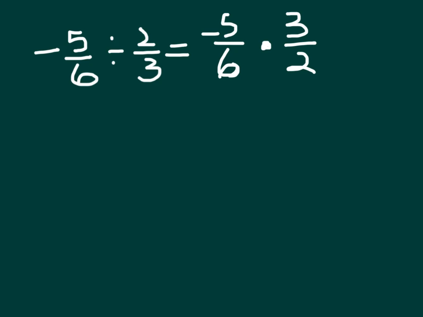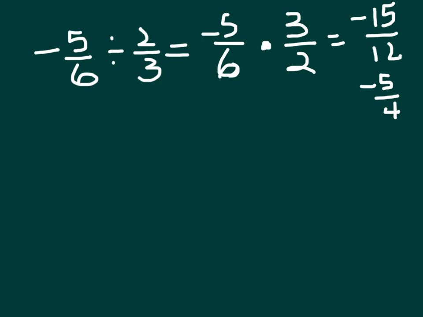Now, the next thing that we can do, there are two things that we can do. We can go ahead and multiply the numerator times the numerator and denominator times denominator. We get negative 15/12. And now we've got to go about reducing this problem. Both these numbers are divisible by 3, so that will give us negative 5/4.